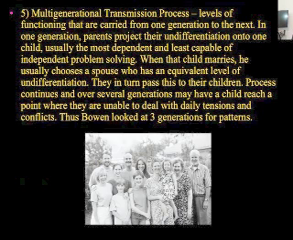So normally, Bowen looked at 3 generations. So when you do a genogram, typically you do 3 generations.